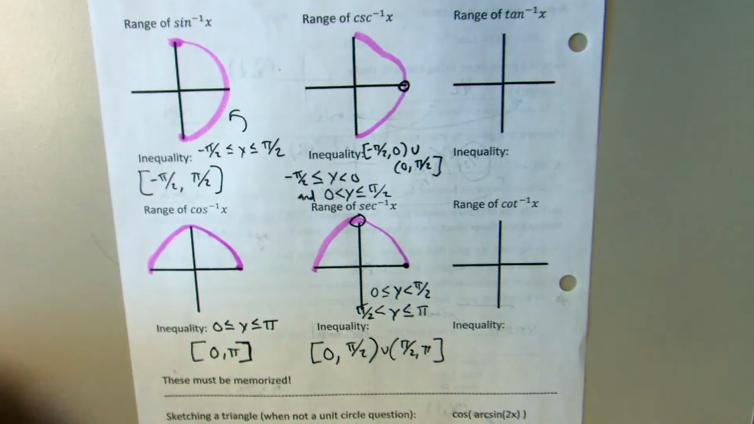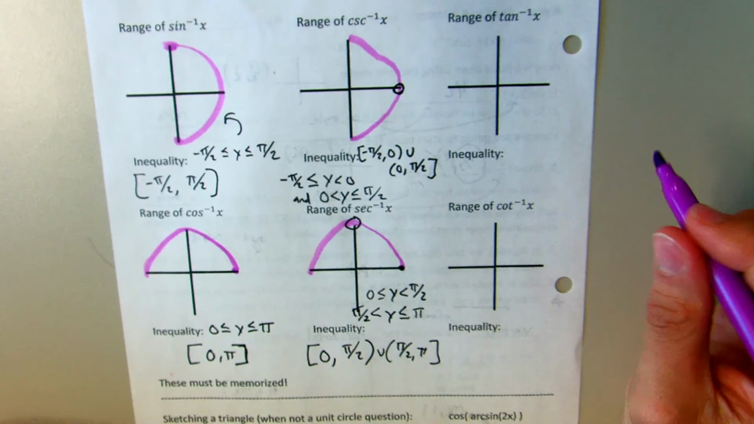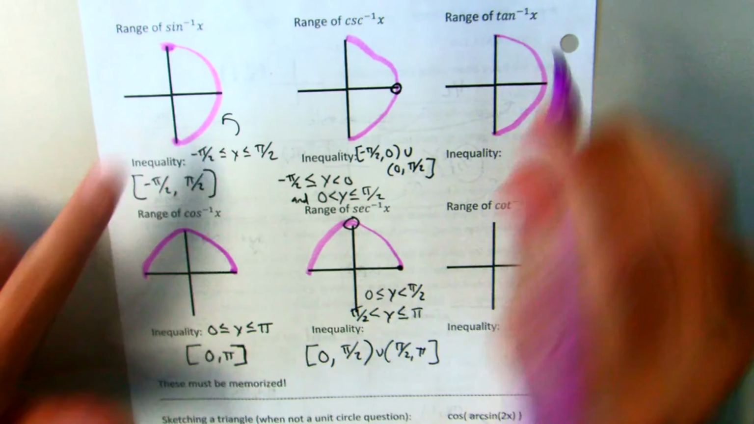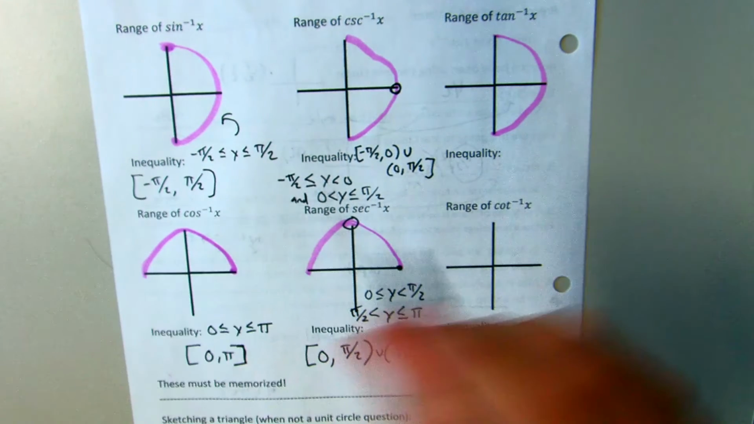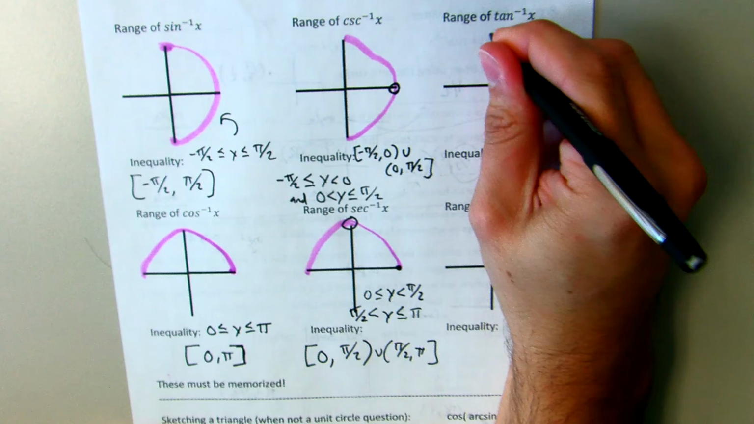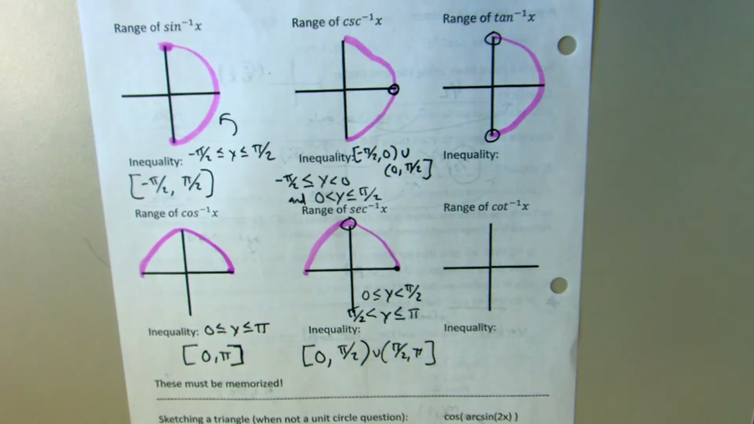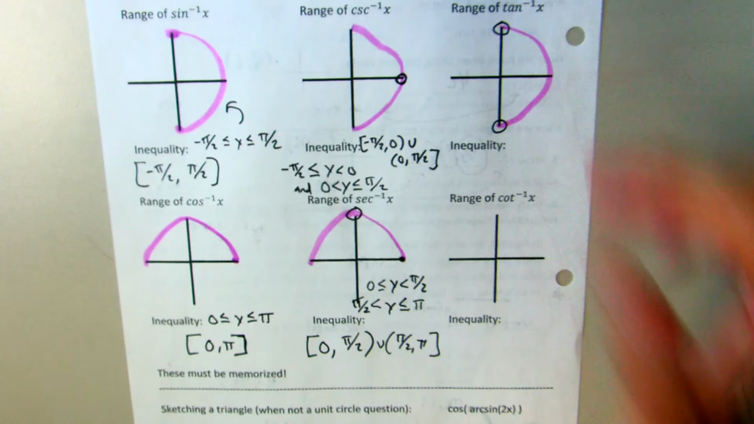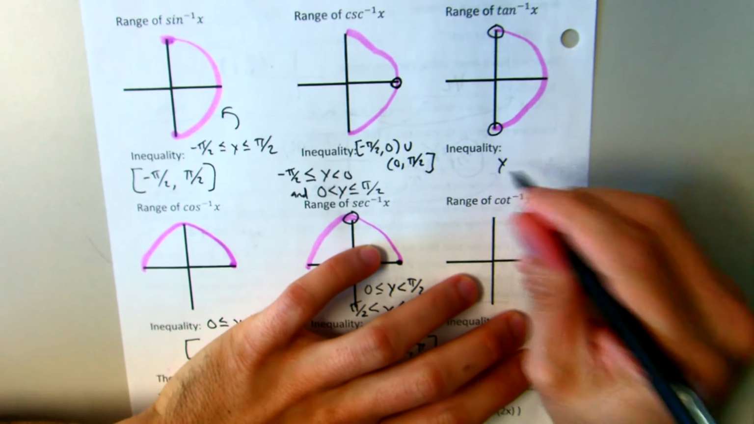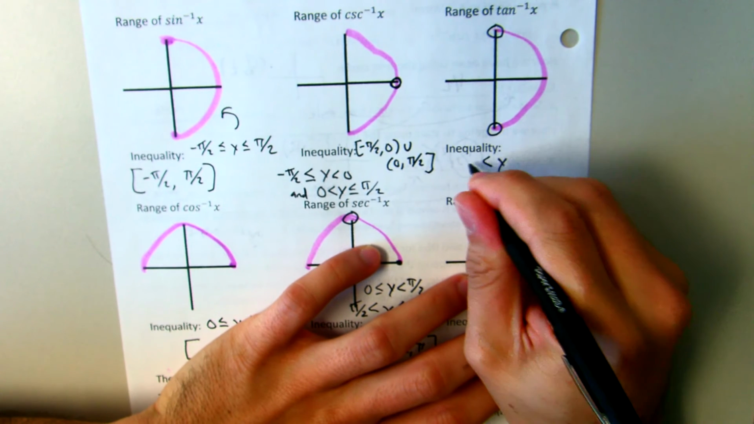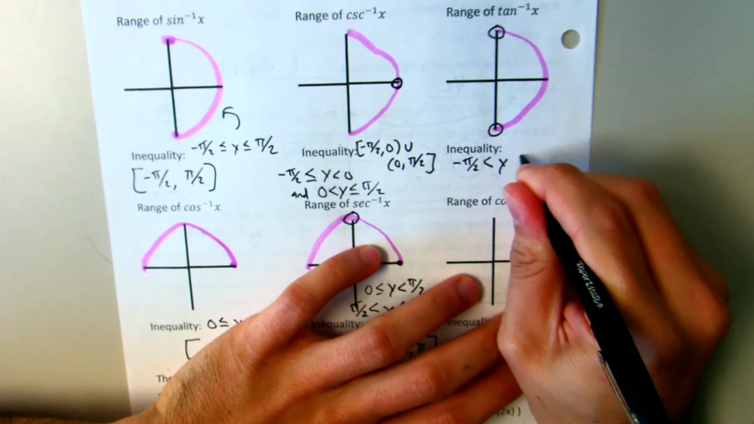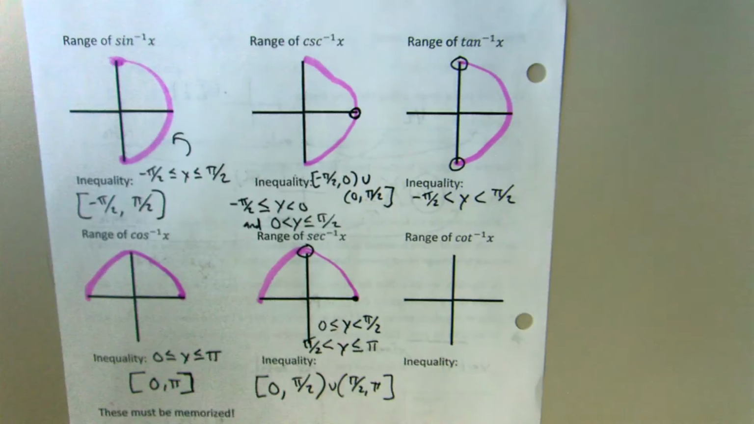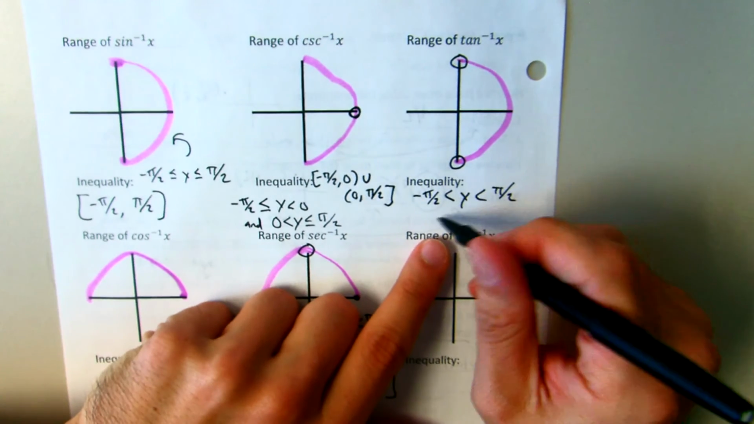The range of the inverse tangent, without making you go through the whole graph, looks a lot like the range of inverse sine, except it does not exist at the endpoints. It's undefined at the ends. So our inequality could say y is greater than negative pi over 2, but less than positive pi over 2. How would I write that in interval notation?